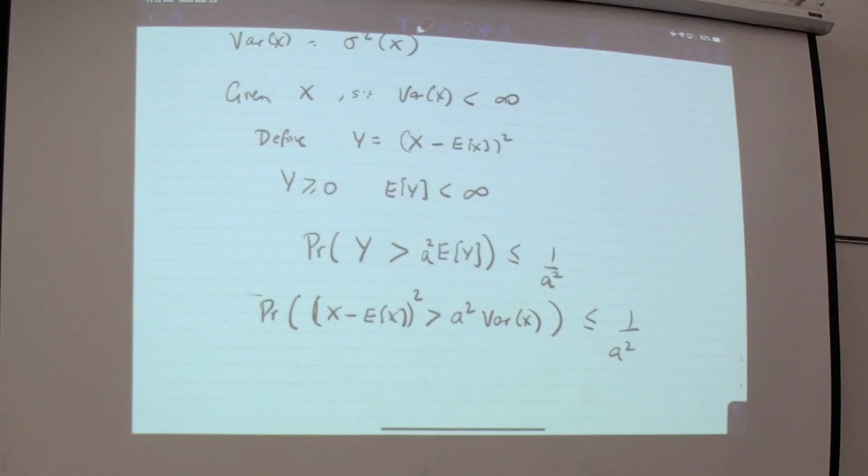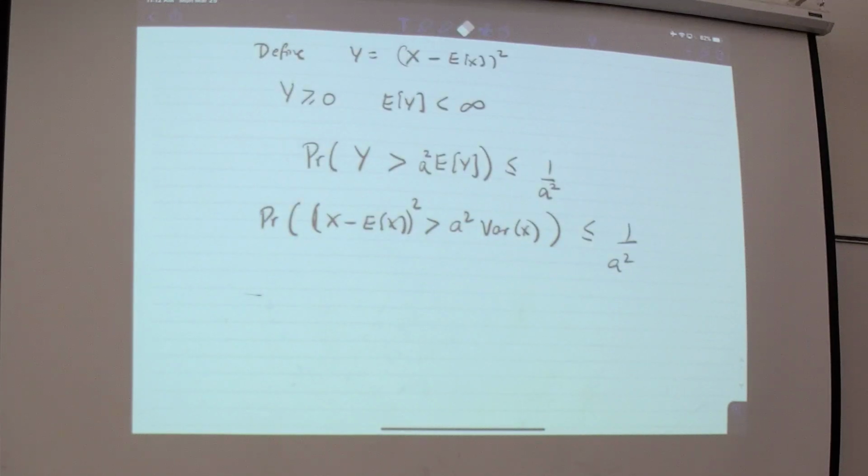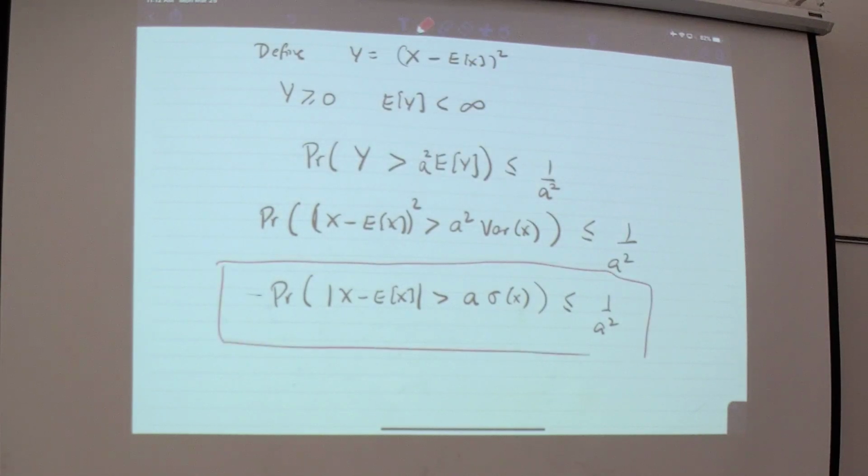Right? Okay, but that's that inequality inside the probability. I can take the square root on both sides. So this becomes the probability that the absolute value of x minus its mean, because the square root of the square is the absolute value of the difference, is greater than a times its standard deviation. It's less than or equal to 1 over a squared. And this is Chebyshev.